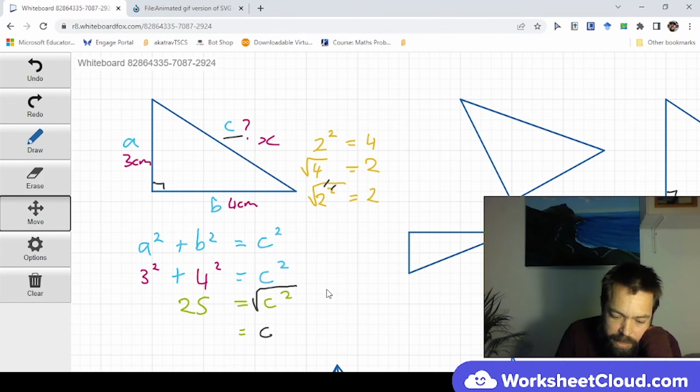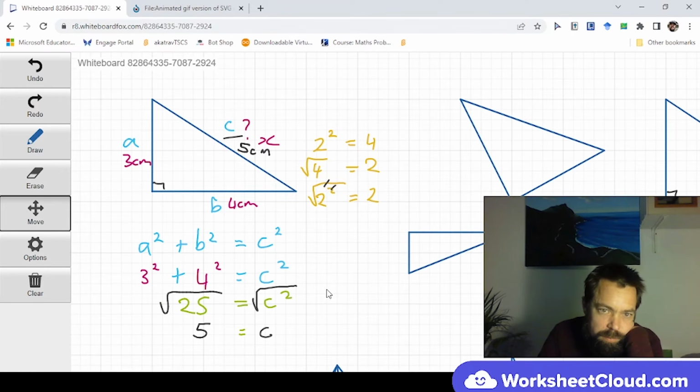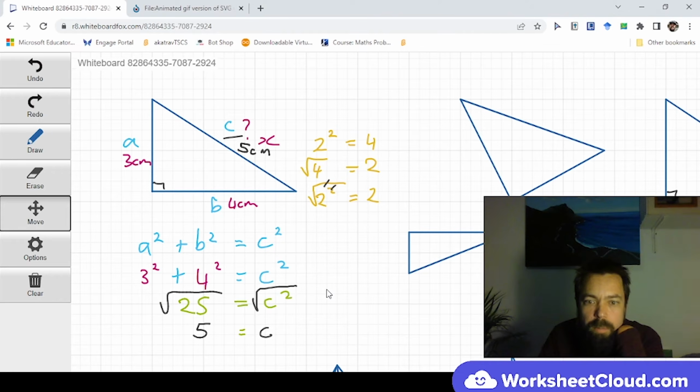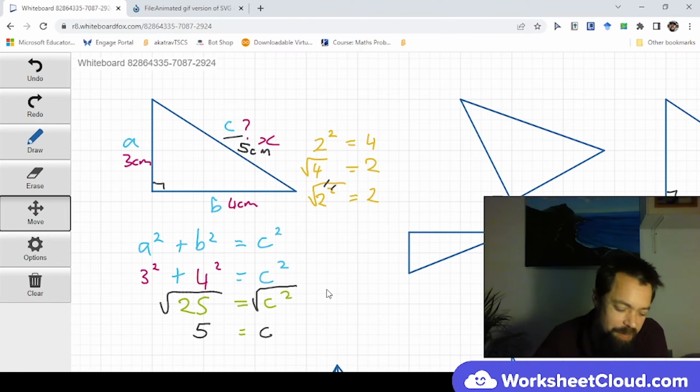All right, I'm going to take the root of 25. So I'm asking what multiplied by itself is 25, and the answer is 5. So C is equal to 5, which means that on this diagram, this side is 5 centimeters long, which is pretty cool.